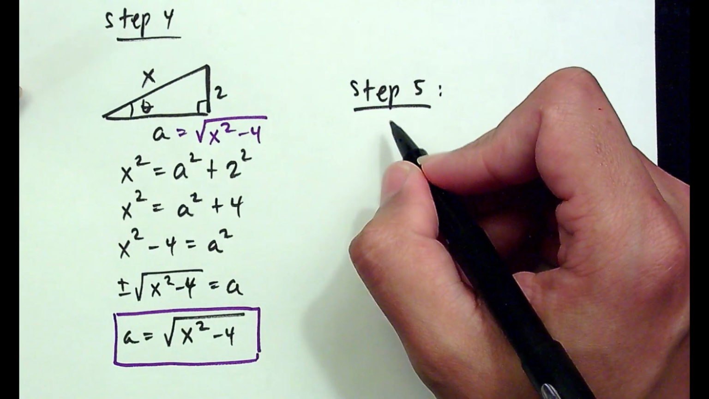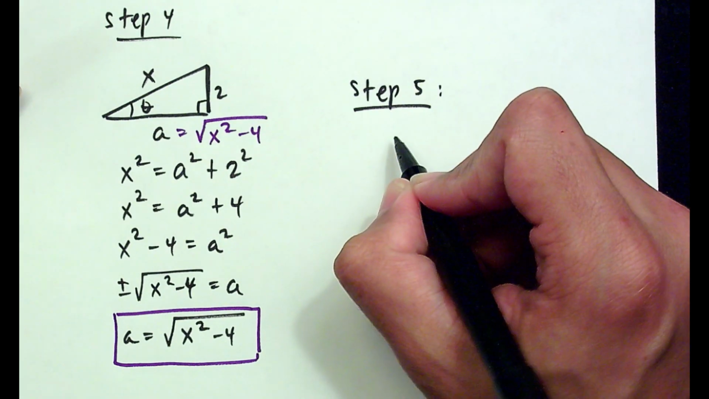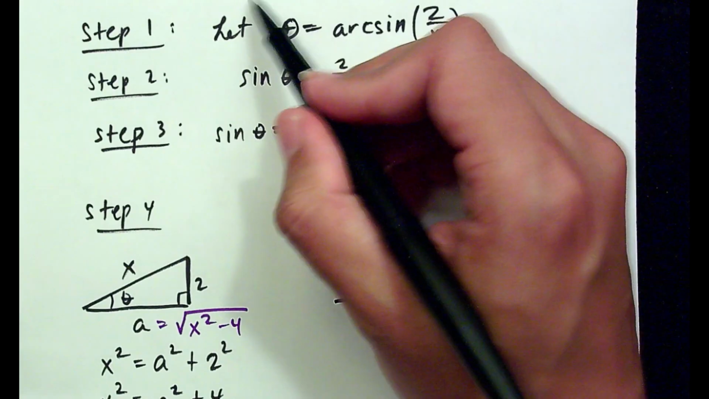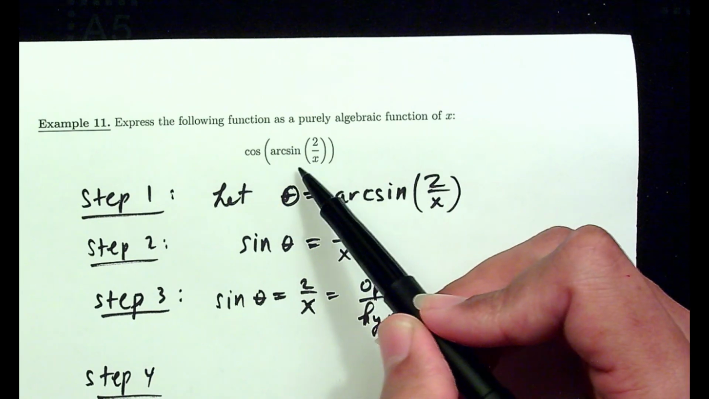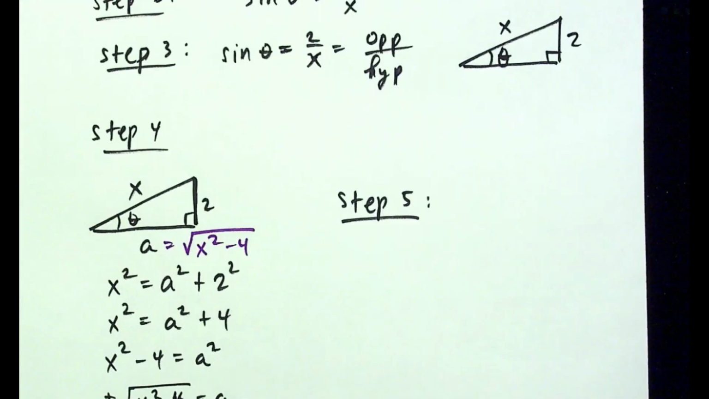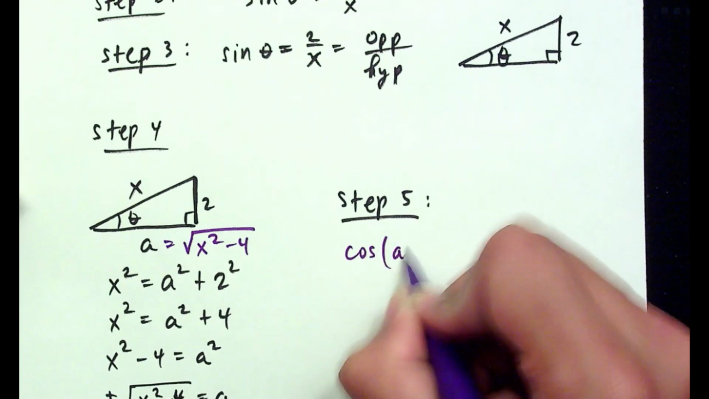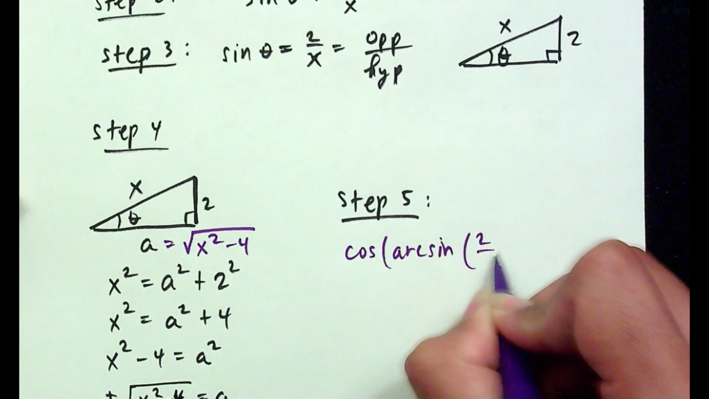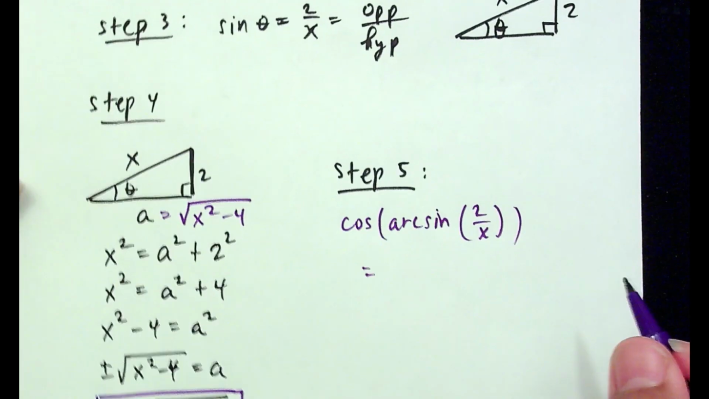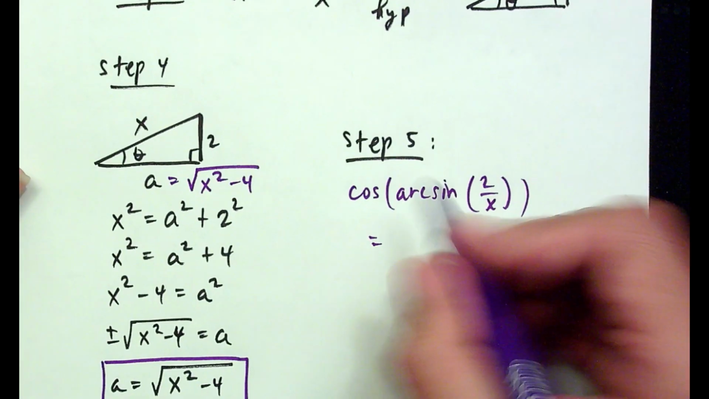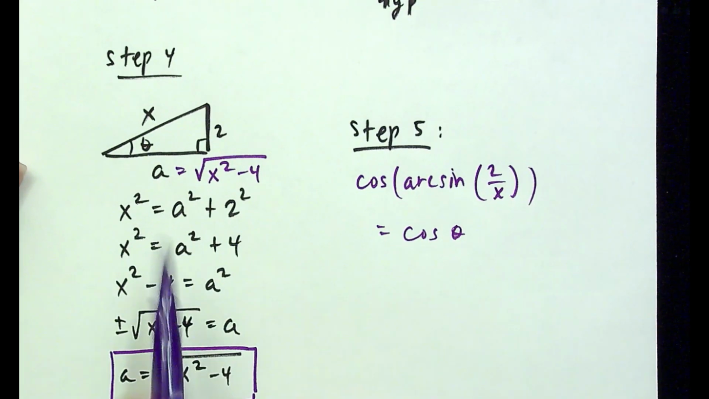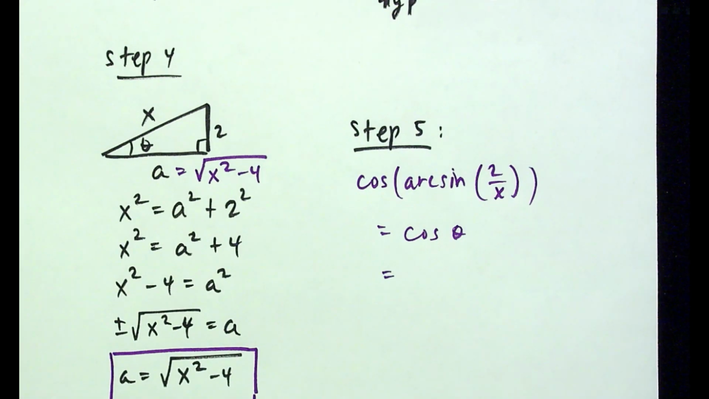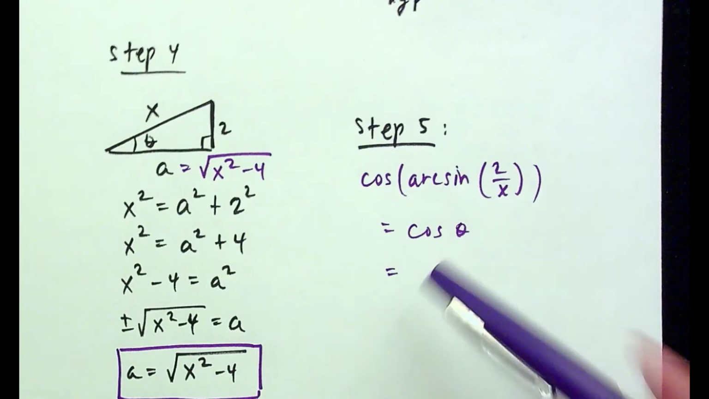So what is the question? The question is, what was the question? Find cosine right here. The question was, what is the cosine of arcsine of 2 over x? But we called the inside theta. So the question is, what is cosine of theta? In this picture, what is cosine of theta?